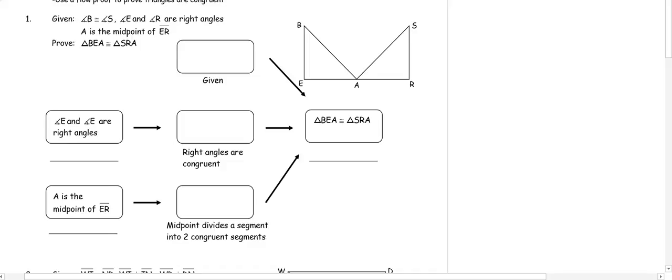This video is about proving using a flow proof. A flow proof is a different type of method to prove that triangles are congruent. Yesterday we did two columns, today we're going to do flow proof. In a flow proof, you have boxes.